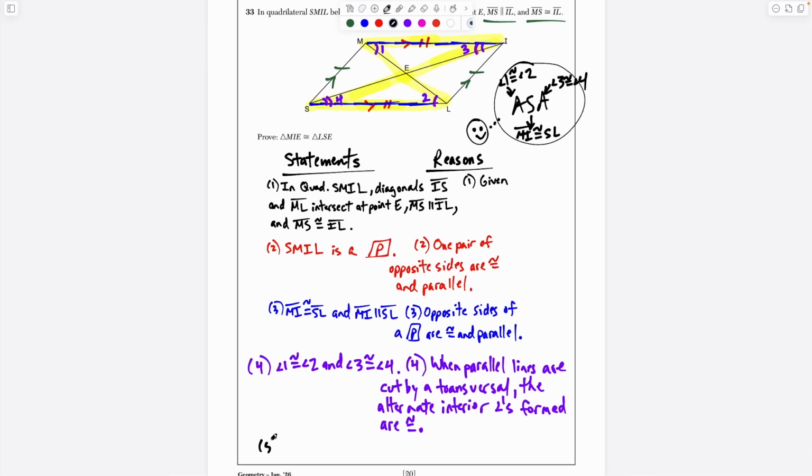So now I could just go ahead and write the conclusion and say that triangle MIE, so this triangle, is congruent to triangle LSE. Okay, and the reason, I'm just going to say angle side angle.